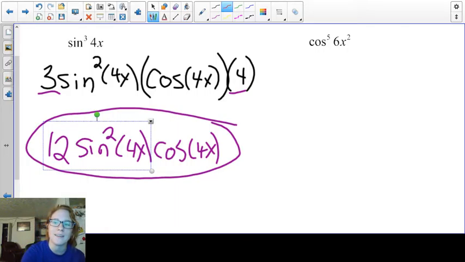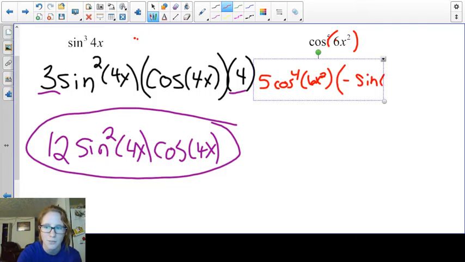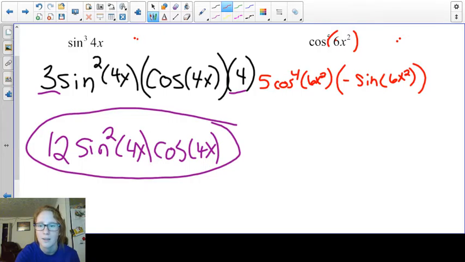Let's try another one. I see I have an exponent with the cosine, and I have the cosine of this stuff, so I'm going to start by bringing down that 5, cosine to the 4th of 6x squared. The derivative of cosine is not sine, so I'm going to have the opposite of sine of all that stuff, times the derivative of the very center stuff, which gives me 12x.